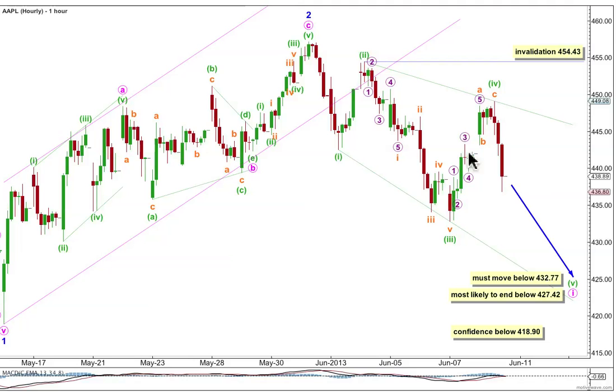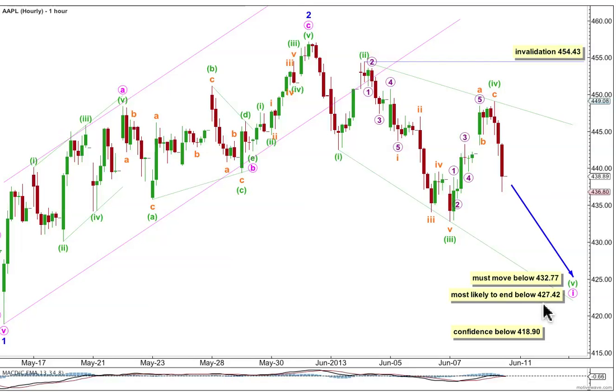Well, it certainly looks like it, because the fourth wave is longer than the second and the third wave is longer than the first. For an expanding diagonal, you'd expect the fifth wave should be longer than the third. That means we should see price move below 427.42. That's the point at which minute wave 5 would reach equality in length with minute wave 3. So that's quite likely for price to get below that point.